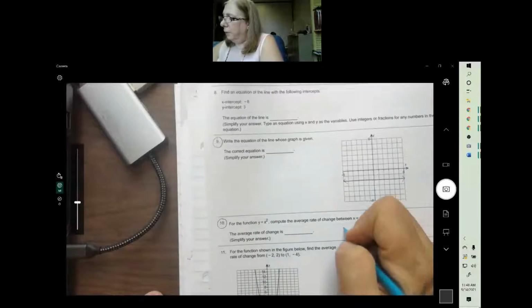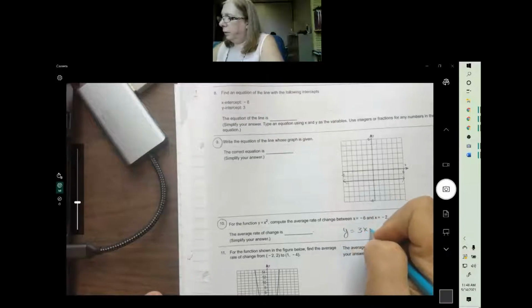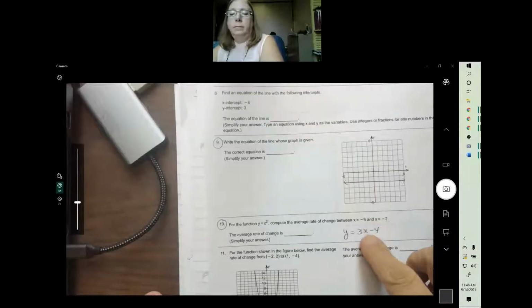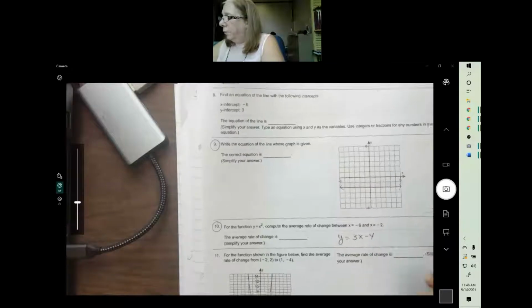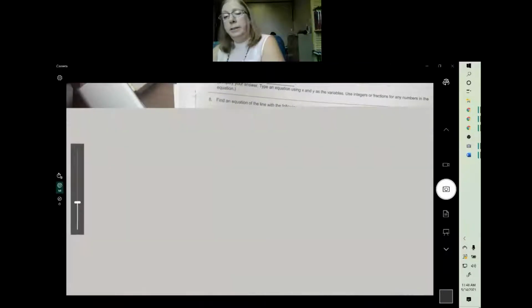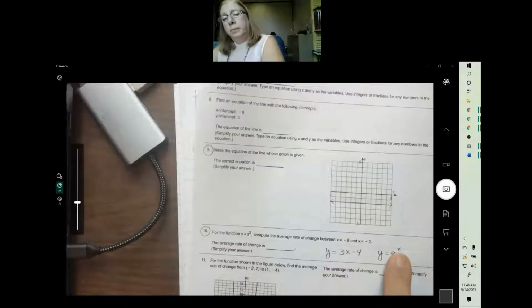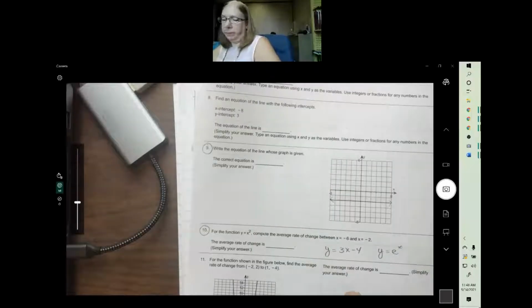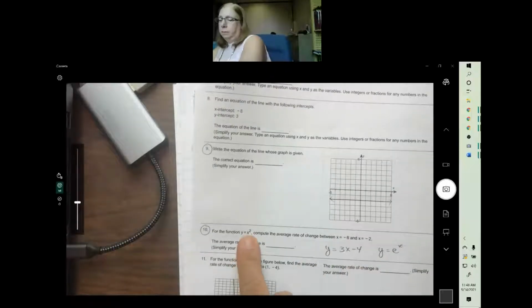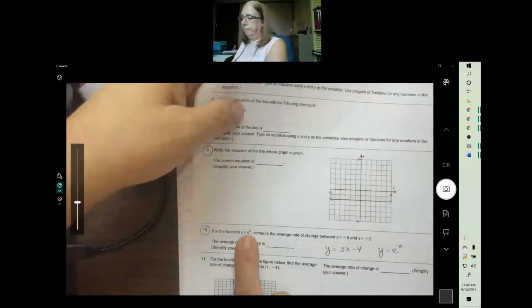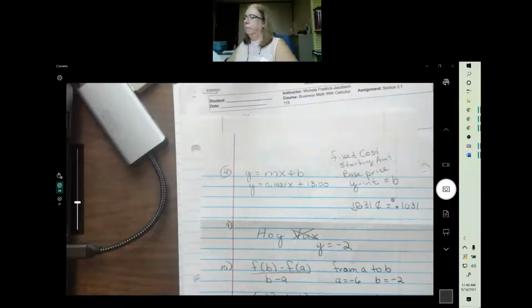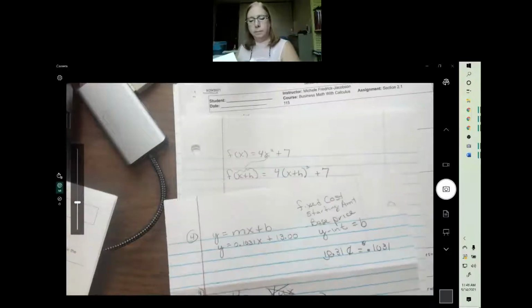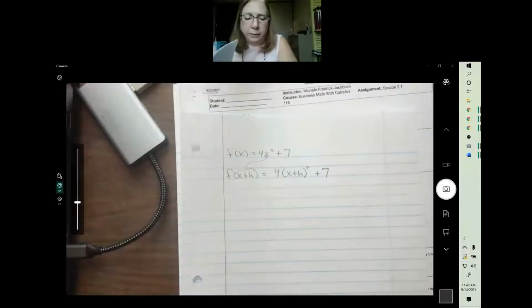If they would have said 3x minus 4, then we would have plugged both of those into this. If they said y equals e to the x, then we would have plugged it in here. We didn't get into these yet, but we will. Yeah, so you only squared it because that said so. Thank you for answering that, Daphne.